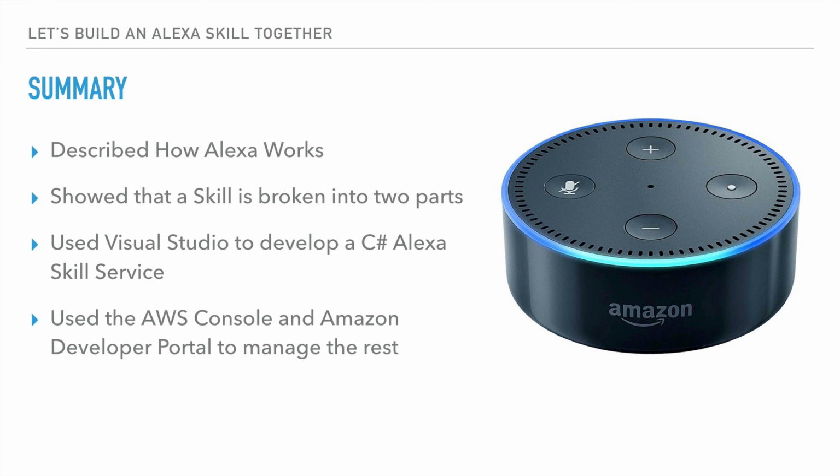All right, let's summarize what we learned. We described how Alexa works, and then I showed that a skill is broken into two parts. Then we use Visual Studio to develop a C# Alexa skill service that you can go home and use right now. And then we use the AWS console and the Amazon developer portal to manage the rest.